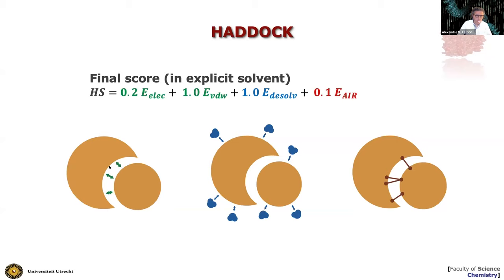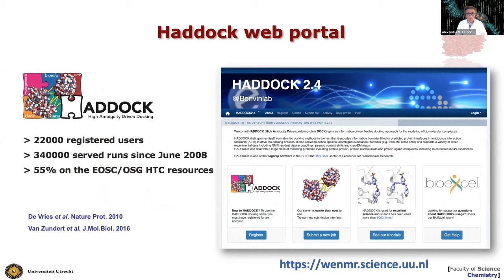One measures the van der Waals and electrostatic interactions between the molecules. And if you have more than two molecules, you sum that up over all interfaces. We have a term that accounts for the removal of water from the interface, that's a desolvation term. And then we have a term that accounts for the experimental information that you put into the modeling process.